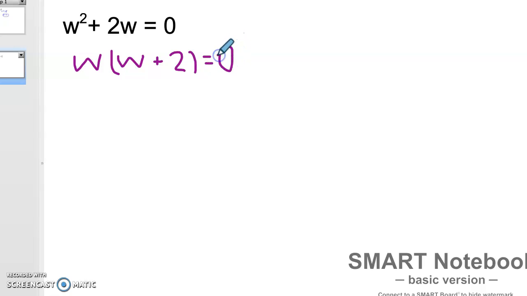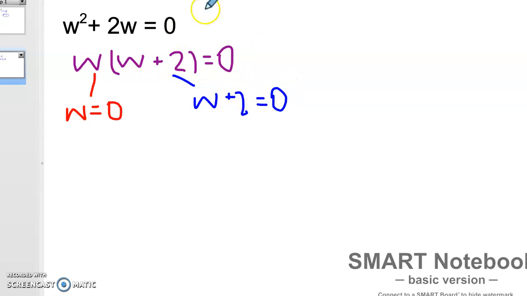And now from here, we're allowed to go ahead and have our two different expressions that we can set equal to 0. So the first one, we take out the w and set that equal to 0. And then we take out our expression in the parentheses, w plus 2, and set that equal to 0. In the first one, there's nothing to undo. It's already isolated. So we have one answer is 0.